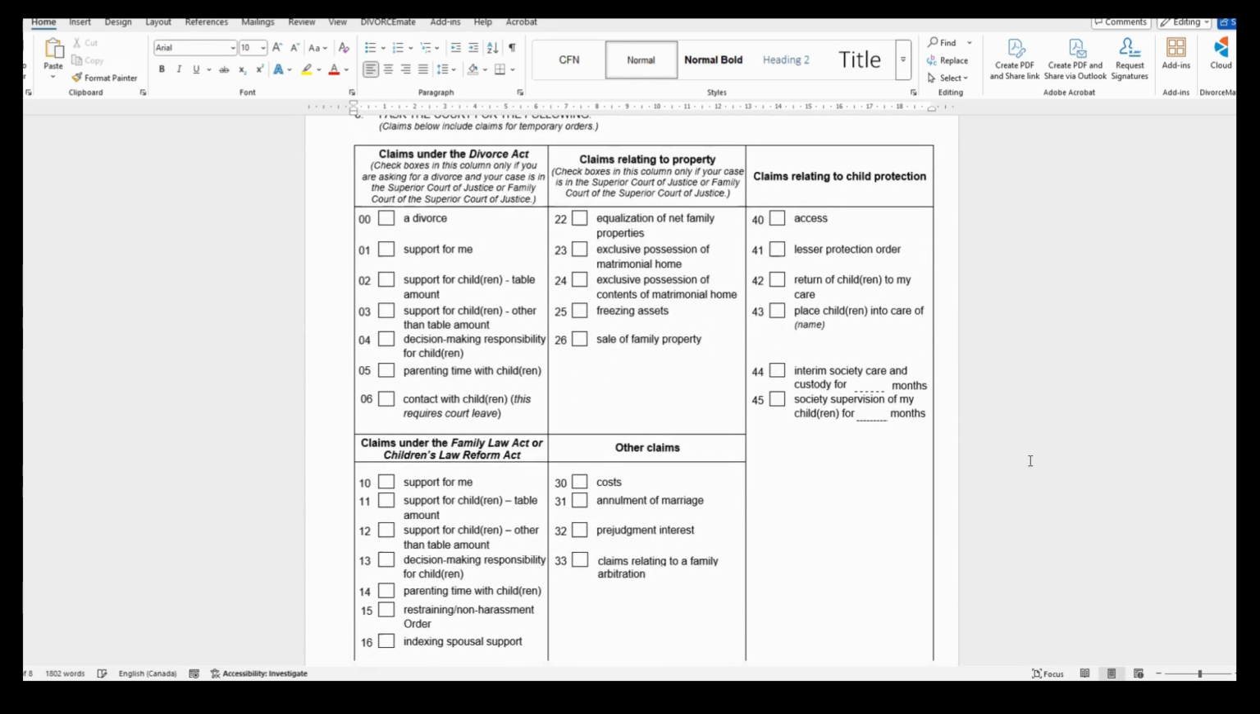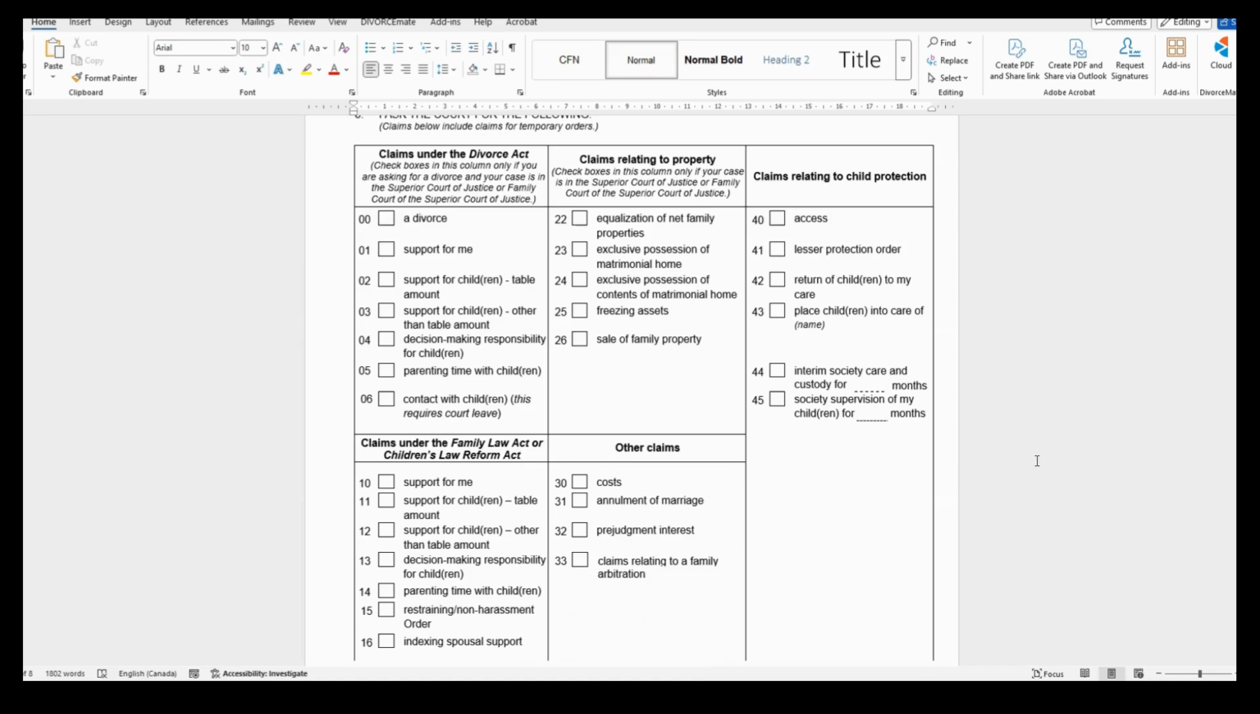So now you know what the applicant's position is. The court wants to know what's your position. Okay, so is there decision making that's an issue, as in custody? Parenting, are there parenting issues? Are there spousal support issues, child support, property? So you fill that out, you check mark what's here.